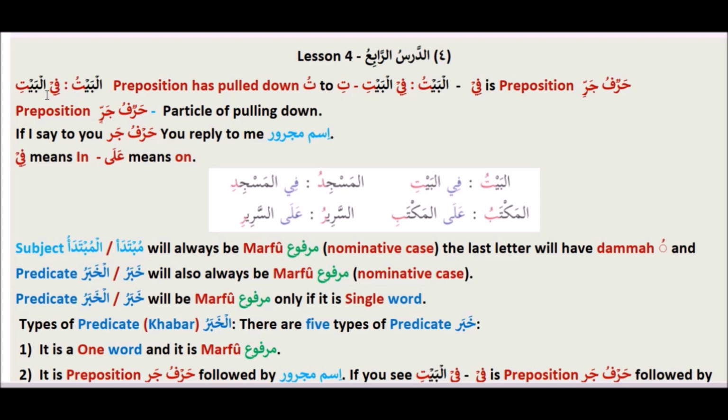Al-baytu fi al-bayti. Now from over here it is marfu with dhamma and over here it is majroor with kasra. Fi is a preposition that has pulled it down to ti. That means it becomes from al-baytu to fi al-bayti. Preposition, we call it harfu jarrin, or simply harfu jar. It will always be followed by ism majroor.